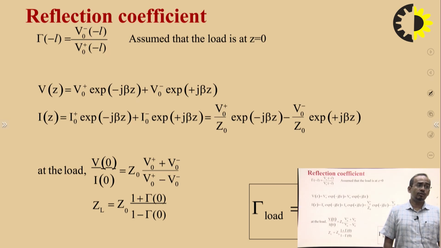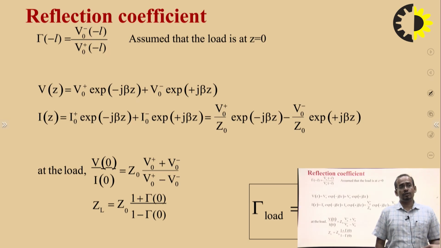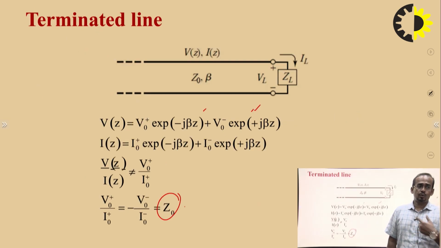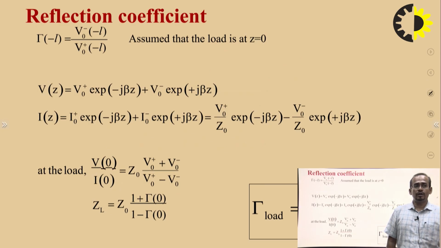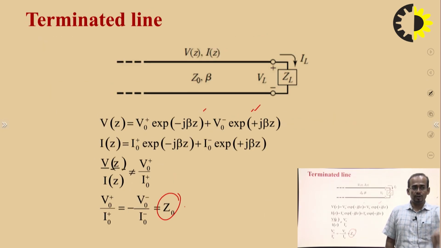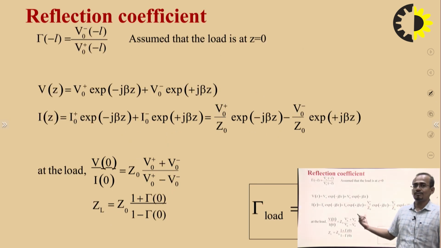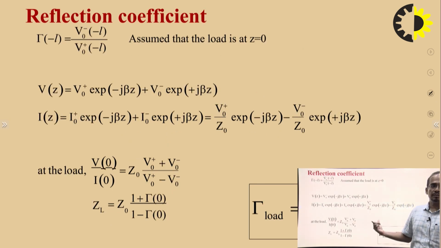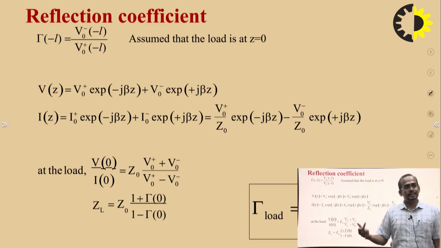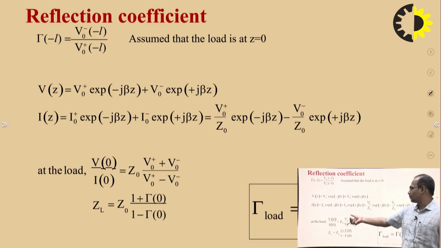So what will be the value of I0? I0+ is nothing but V0+ upon Z0 from the previous equation. And I0- will be equal to minus V0- upon Z0. So I have written here V0- upon Z0 e^(jβz). At the load, at z = 0, V0 upon I0 is equal to Z0 (V0+ + V0-) upon (V0+ - V0-).